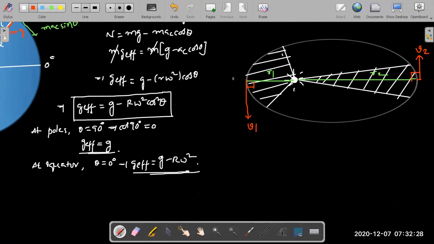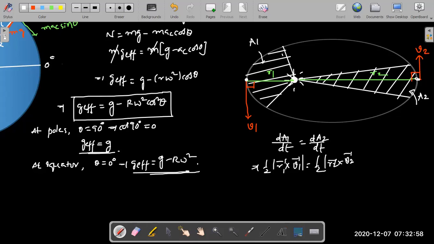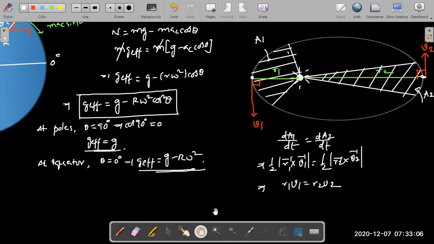Let's consider this point as P1, these two locations, these two areas. If this area is A1 and this area is A2, clear? If the times are equal, then dA1 by dt is equal to dA2 by dt, which is a constant. Now this is 1 by 2 r1 cross v1, equal to 1 by 2 r2 cross v2. Since r and v are perpendicular, I can write r1 v1 equal to r2 v2.